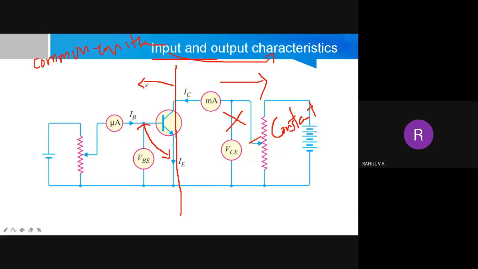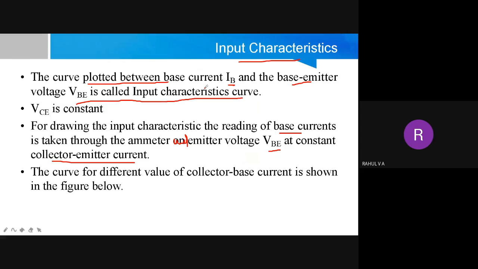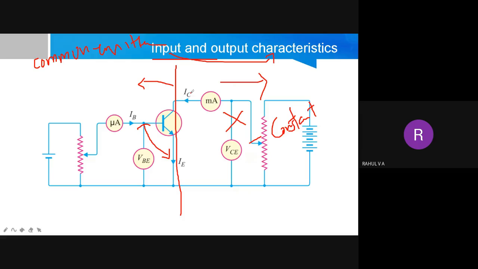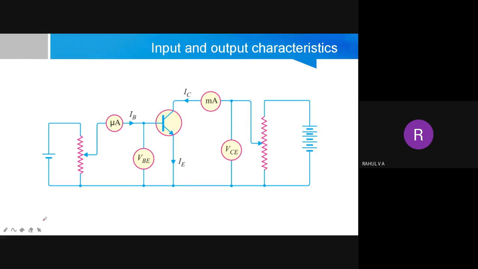And now they are telling that input is plotted between base current and VBE. For measuring base current we have an ammeter here, and for measuring VBE, we have a voltmeter here. So it is very easy. We can directly measure current and voltage from this voltmeter and ammeter. And how it is varied means, we have a variable resistance here. If you turn this variable resistance, the voltage at this point will vary.